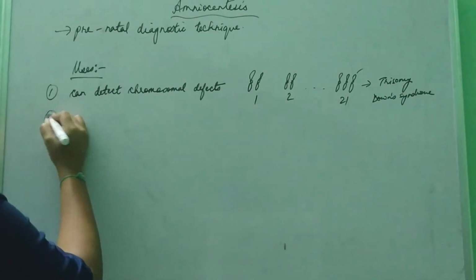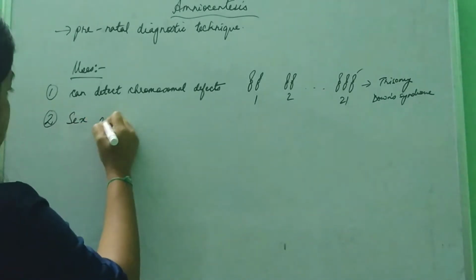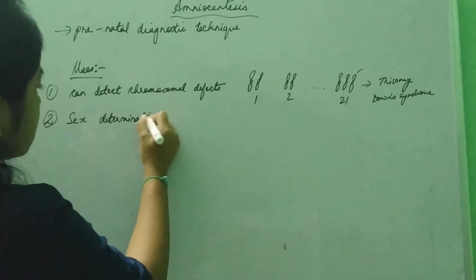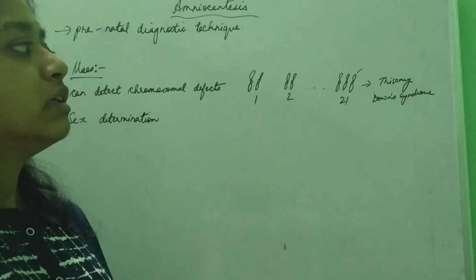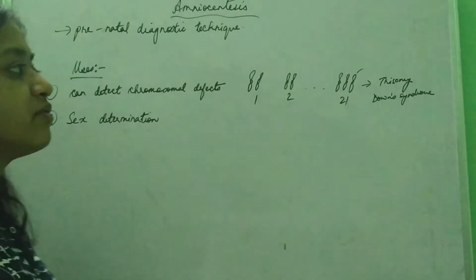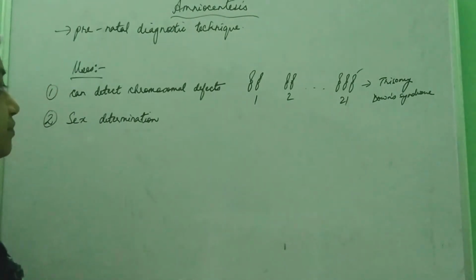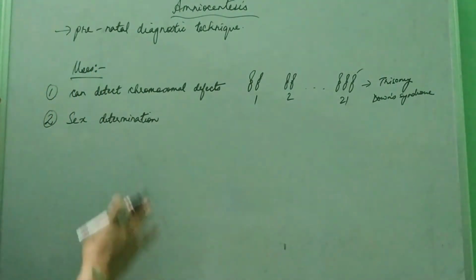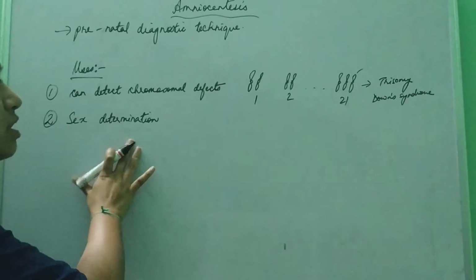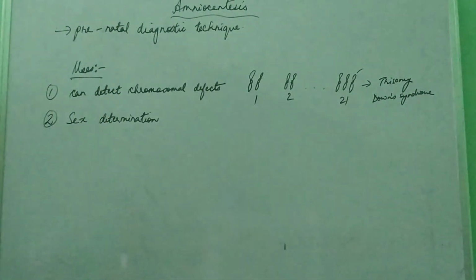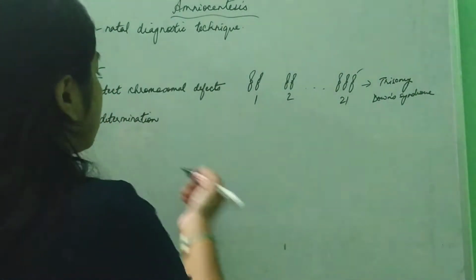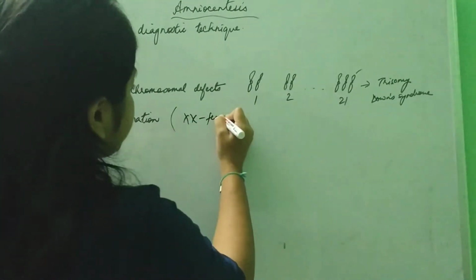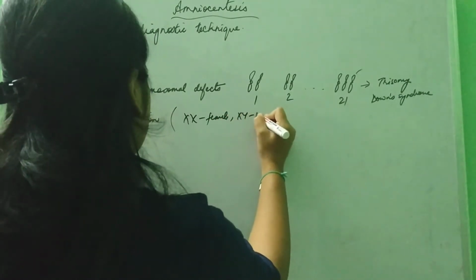Next, number 2 is sex determination. Sex determination is also done using amniocentesis. Nowadays, sex determination is not done because female feticide cases are increasing. So generally this is avoided, or amniocentesis for sex determination is banned now. We'll come to that later. For sex determination, I already told you about the 46 chromosomes. If it is XX, it will be female. If it is XY, it will be male.